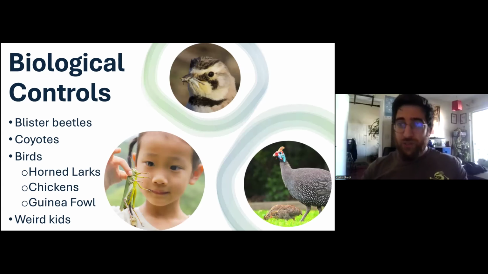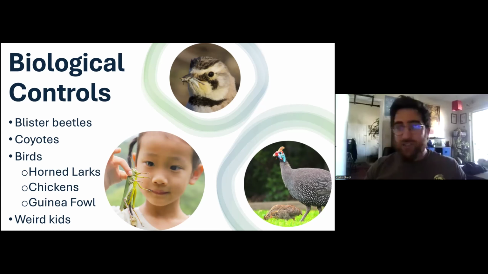For biological controls, there's plenty of animals that are naturally occurring in the environment that will attack grasshoppers, such as shell-covered blister beetles, as well as some other insects like bee flies and robber flies. Coyotes are also known to eat grasshoppers, but I wouldn't really depend on any of these things as an effective long-term control. They're going to eat some, but they're not going to get rid of the problem entirely for you.